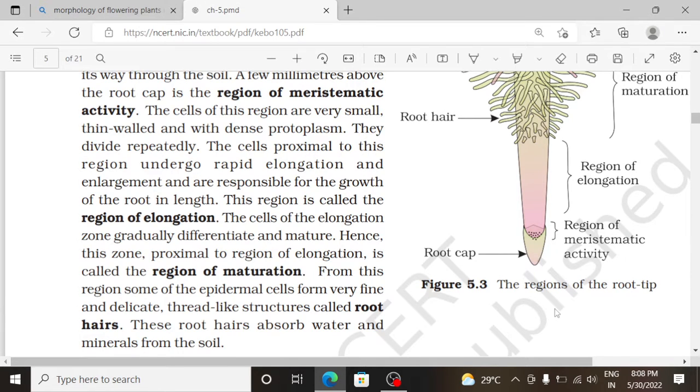The cells of this region are very small, thin-walled and with dense protoplasm, and they divide repeatedly. The cells proximal to this region undergo rapid elongation and enlargement and are responsible for the growth of the root in length. This region is called the region of elongation.